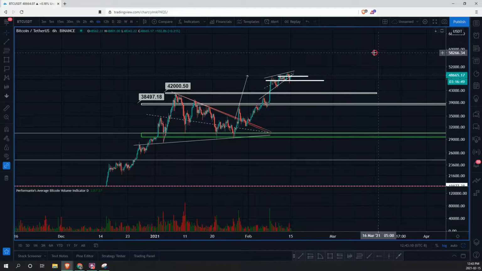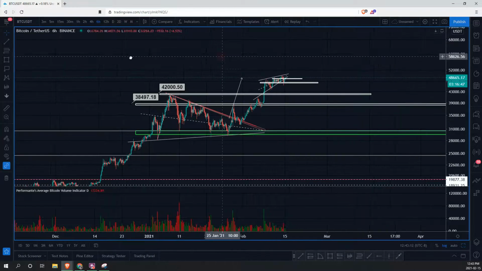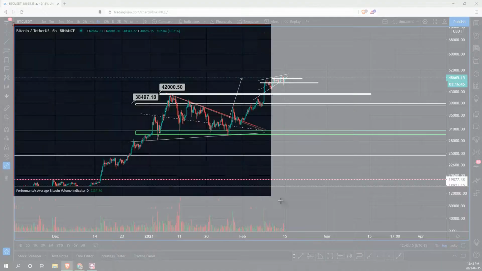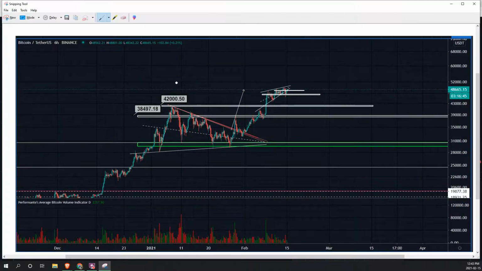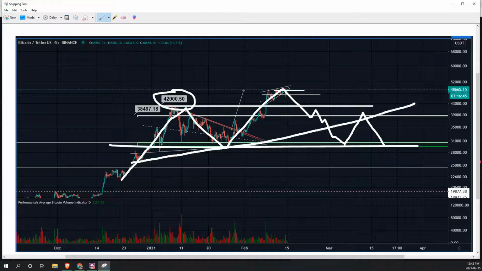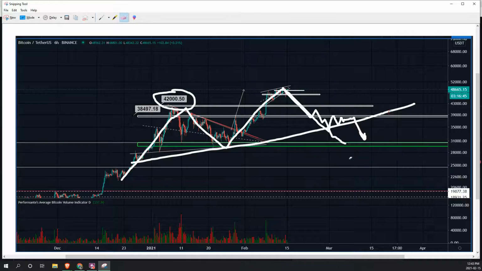Something I'm a little bit worried about, if we are looking at this zone, is if we actually do break below 42K right here, we have a potential, if we are going to come all the way down to 30K, to have a huge head and shoulders. So we do have to keep that in mind. It could also be a head and shoulders like so, if we get hesitation right here, and then we get a sell-off. So just something to keep in mind.